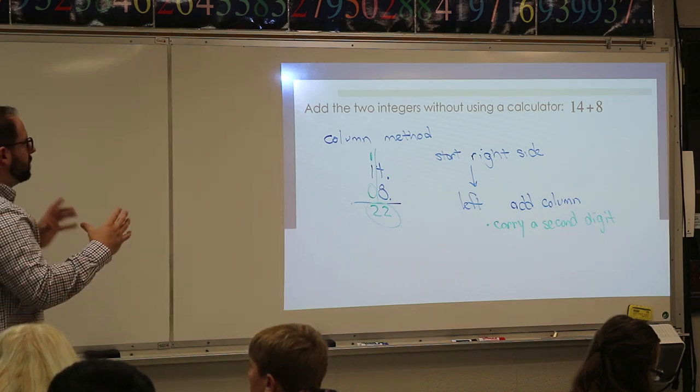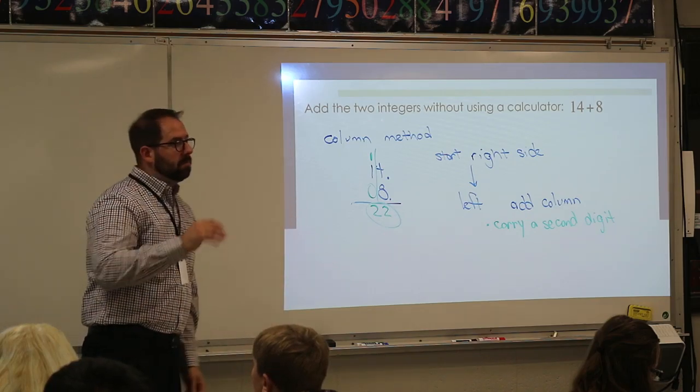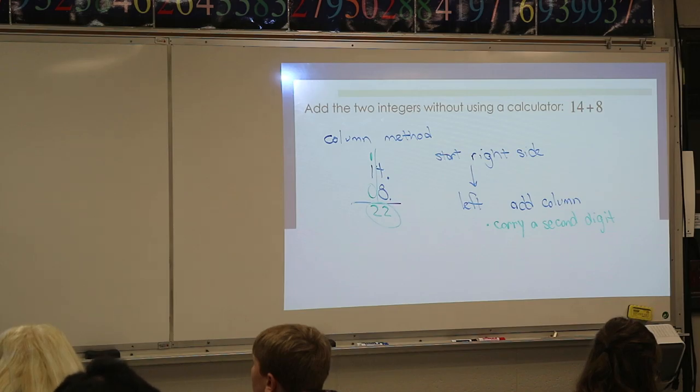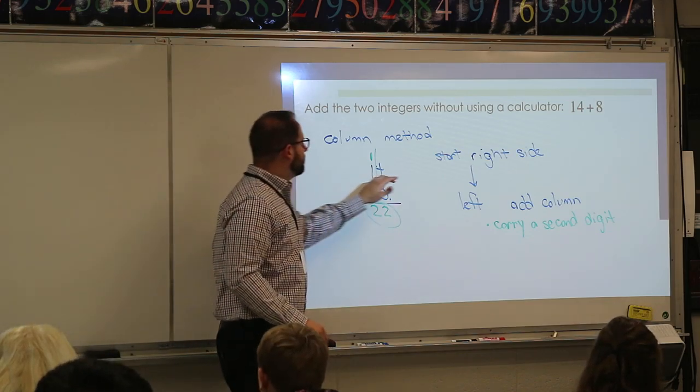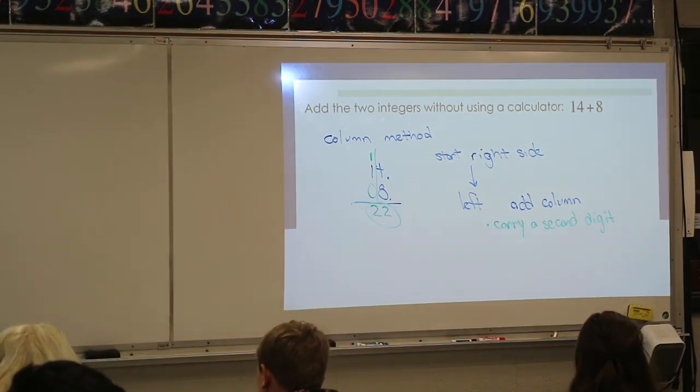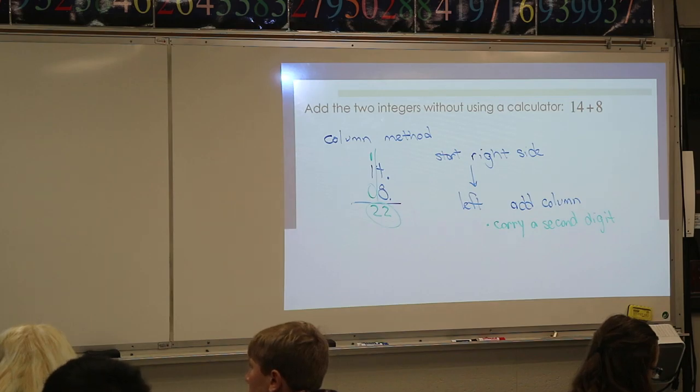Like, real basic numbers, I have to write it down. I can multiply and divide and do crazy types of mathematics in my head, but I can't add and subtract. It's like a weird block with me. But this is the idea. This is my go-to version when I have to do it on paper. Questions with the column method.